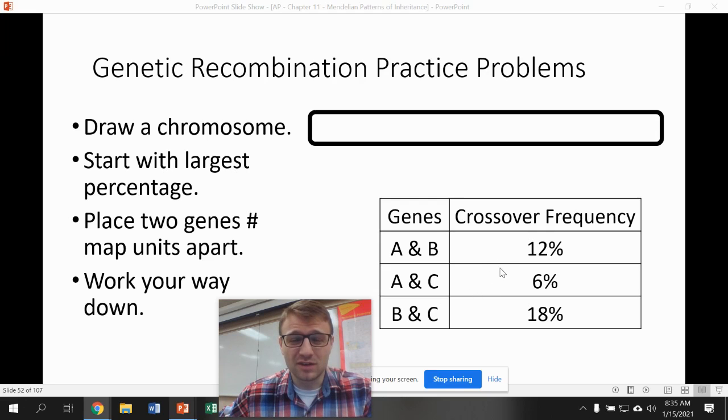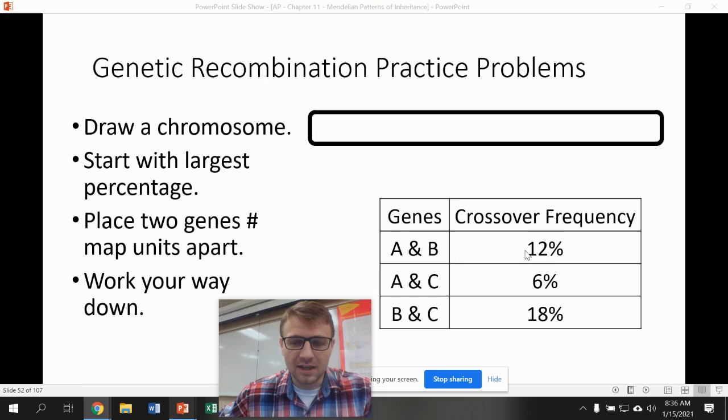This is just to have you understand that genes that are further away have a greater chance of being recombined than the ones that are closer. So it says draw your chromosome. Start with the largest percentage. Here we have B and C, so I'm going to put B and C here and here. Then you place the other genes accordingly. You can see B and C are all the way here and here.